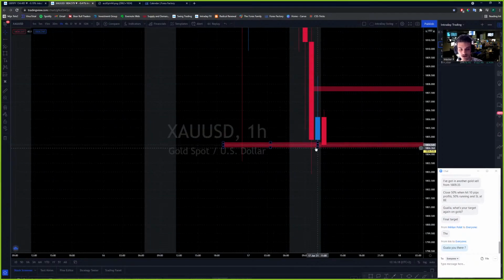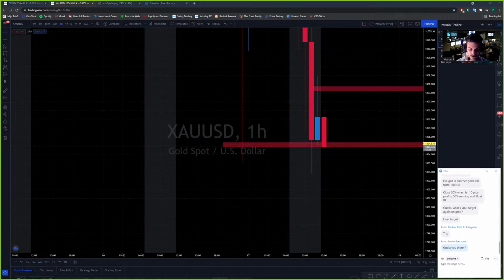So gold is breaking the low. Sell stop hasn't been triggered just yet. So I think that's going to be a pretty good idea when it does activate. Oh wow, super lucky, the sell stop hasn't activated just yet. Let's see what happens.